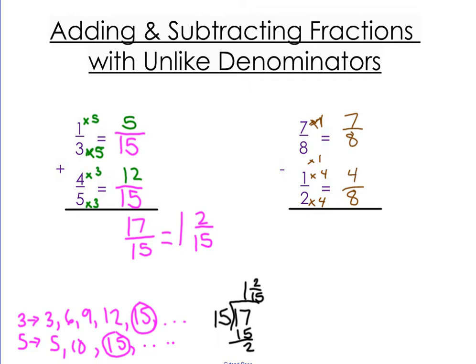Now I'm ready to subtract. So 7/8 minus 4/8. Subtract the numerators, 7 and 4, and I get 3. And the denominator, of course, stays the same. So 7/8 minus 1/2 is 3/8.